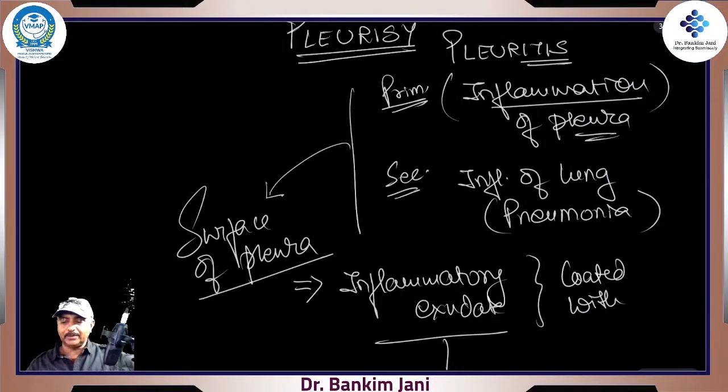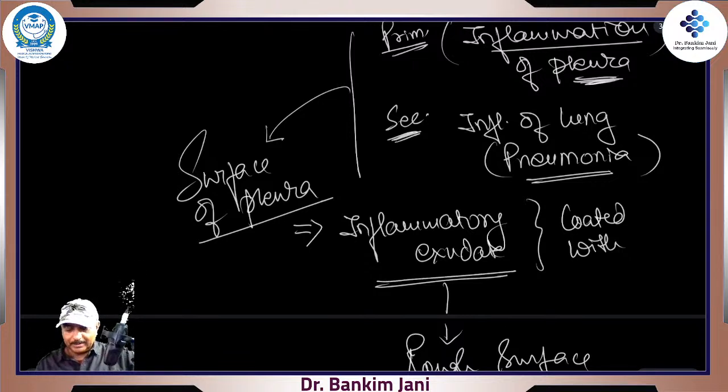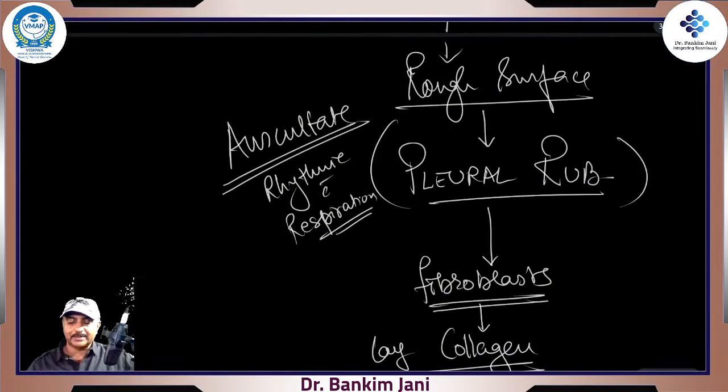See, this pleurisy is also called pleuritis. Itis is inflammation. Inflammation of what? Pleura. It could be primary or secondary. So either the infection is straight away in the pleura, or the infection of the lung, the pneumonia, has been transmitted to the pleura. Whatever may be the reason, because of infection, the surface of the pleura is coated with inflammatory exudate, inflammatory fluid, and that roughens the surface.